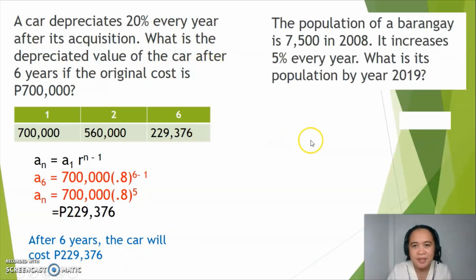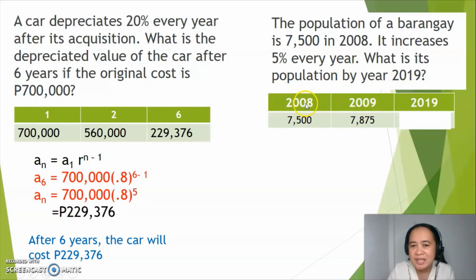Another. The population of a barangay is 7,500 in 2008. It increases 5% every year. What is its population by year 2019? So take note, 2008 is considered as the first year. In that case, the population is 7,500. The following year, it increases by 5%, so therefore it's 7,875. Then, by 2019, that would be the 12th year of the given.